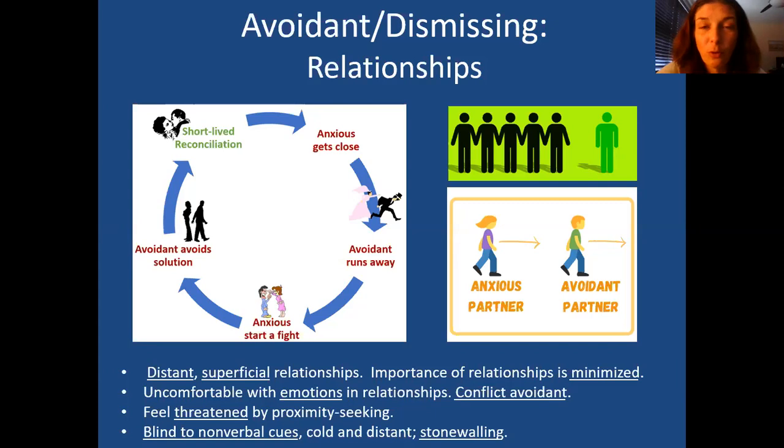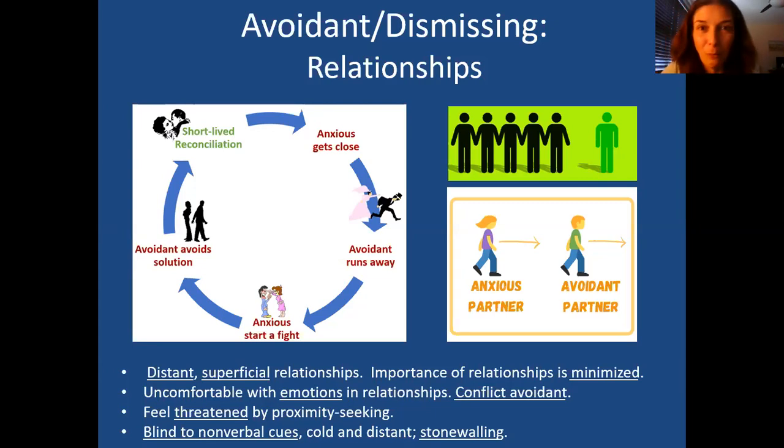When people who are avoidant dismissing partner up, they tend to partner with anxious, ambivalent or preoccupied people. So it becomes this pursuer-distancer pattern. If you look at the bottom right, it says anxious partner and avoidant partner. The anxious partner is chasing and the avoidant partner is running away. The anxious partner is like, please don't leave me, please stay with me, please give me more attention. The avoidant partner is like, whoa, too much, too much, too much. Too close, too emotional, I can't take it. So the anxious partner keeps pursuing and the avoidant partner keeps distancing.